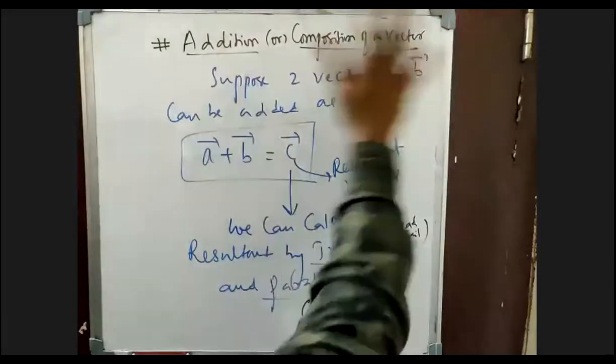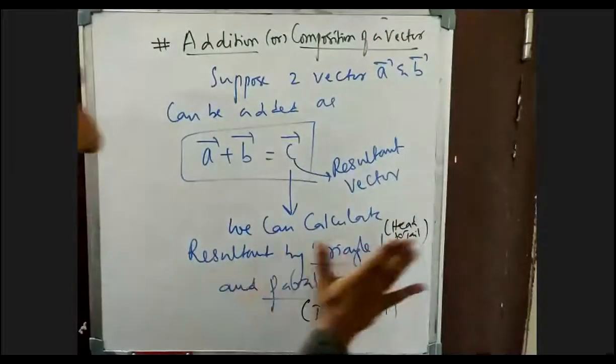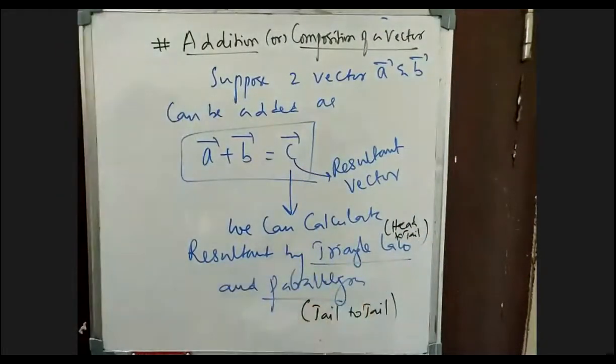Addition or composition of vectors is nothing but the addition of two vectors, which will give you a new vector. That new vector we call the resultant vector. That resultant vector can be calculated by the triangle law or by the parallelogram law of vector addition. So take a snapshot of this one. We'll go for the first law, that is the triangle law of vector addition.